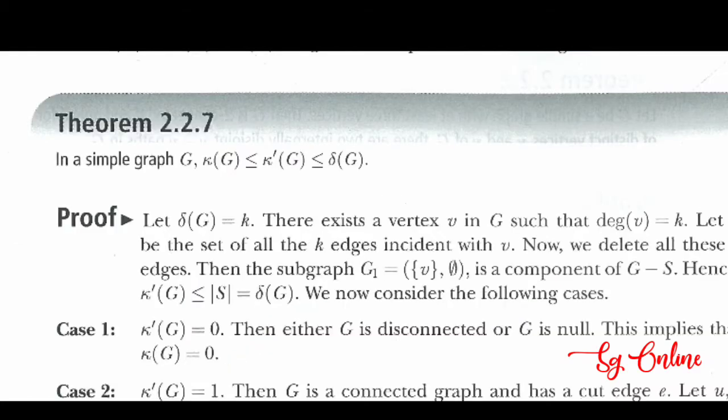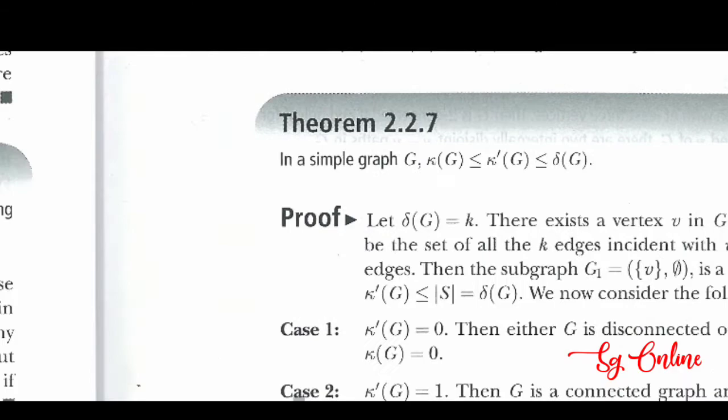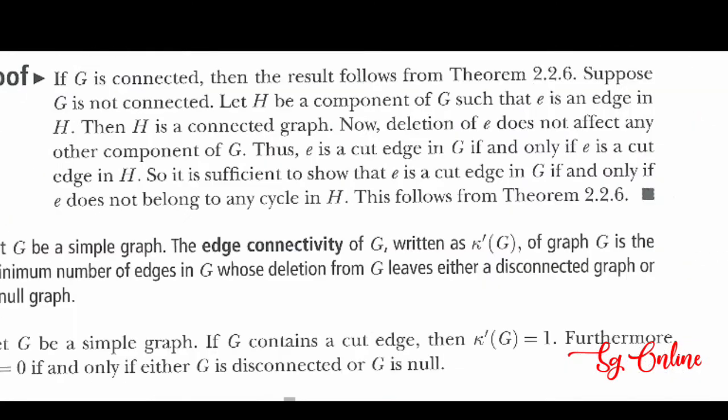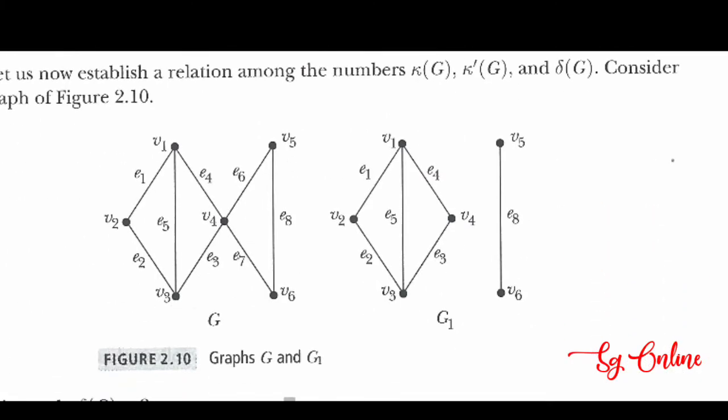Now we will have a very beautiful result connecting kappa, kappa dash and delta G. The result is that in a simple graph, kappa G is less than or equal to kappa dash G, which is less than or equal to delta G. So vertex connectivity is always at most the edge connectivity, and edge connectivity is always at most the minimum degree of the vertices. But before proving the result, let us take an example to understand this.